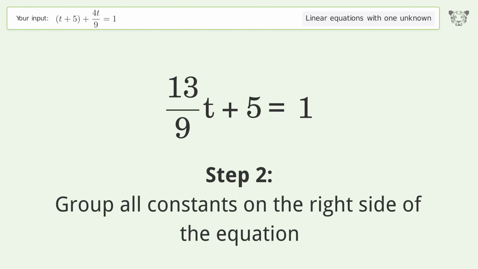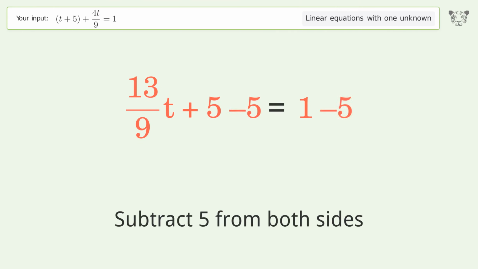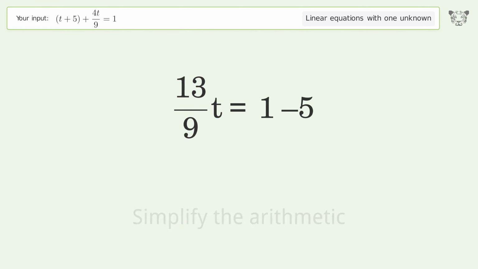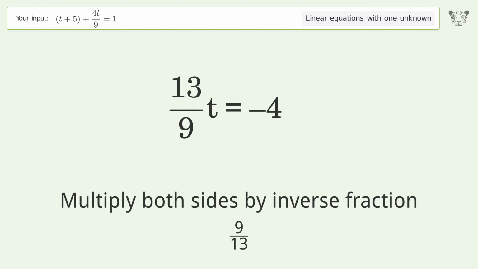Group all constants on the right side of the equation. Subtract 5 from both sides. Simplify the arithmetic. Isolate the t. Multiply both sides by inverse fraction 9/13.